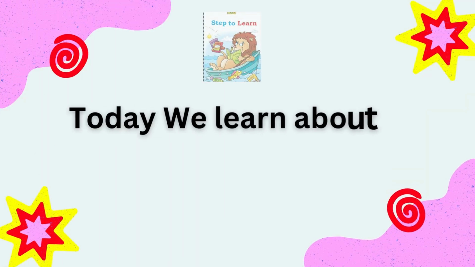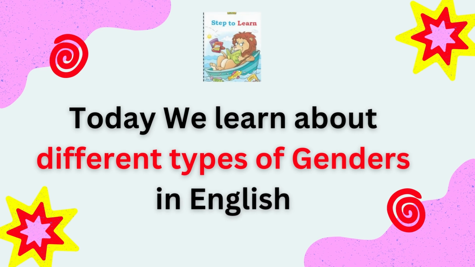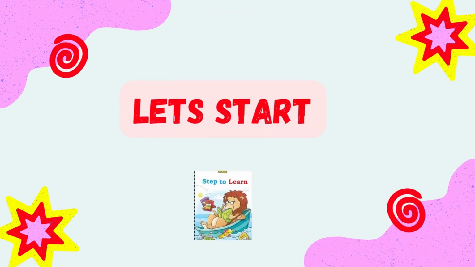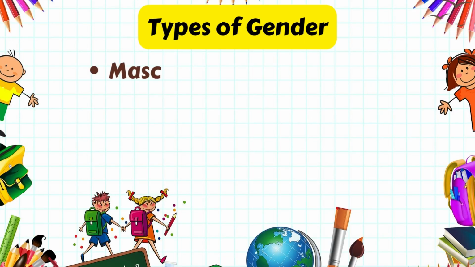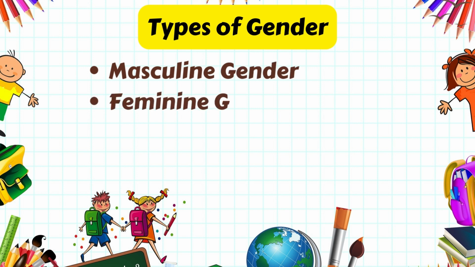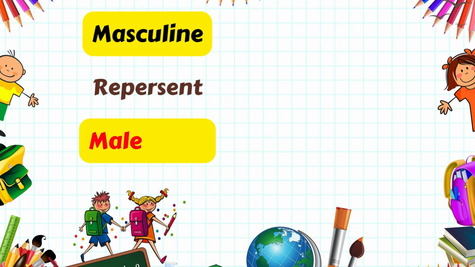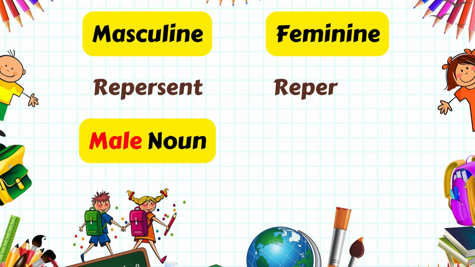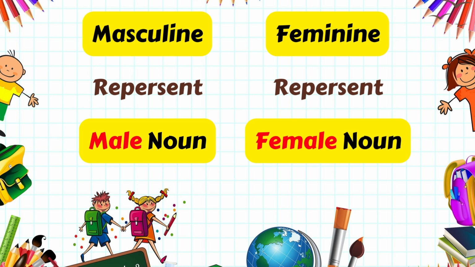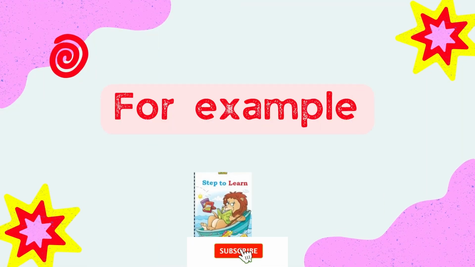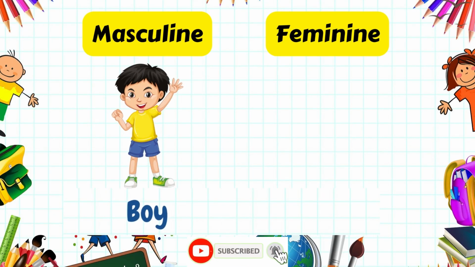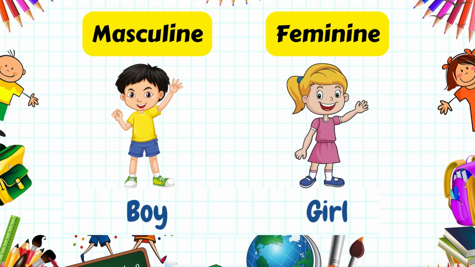Today we learn about different types of genders in English. Let's start. Types of gender: masculine gender, feminine gender, common gender, neuter gender. Masculine represents male noun and feminine represents female noun. For example, masculine is boy and its feminine is girl. Boy, girl.